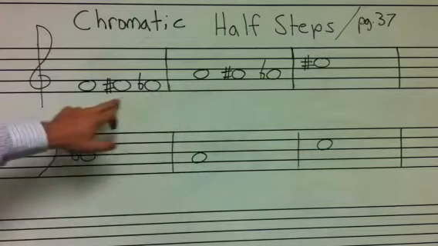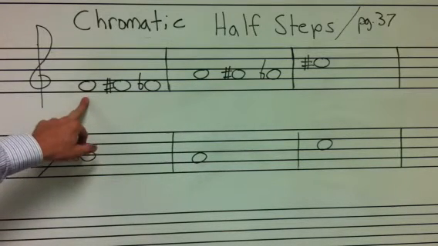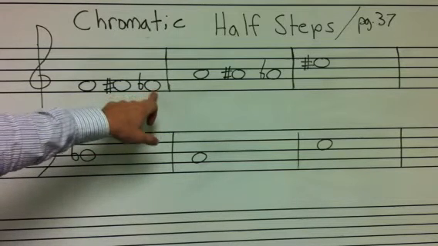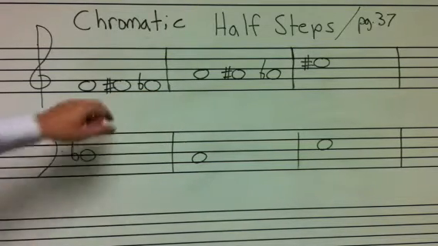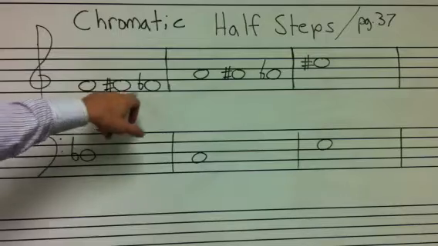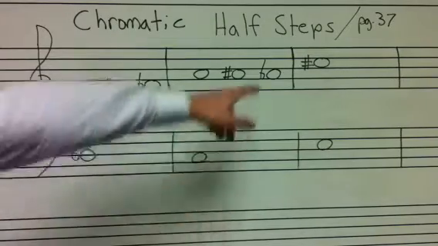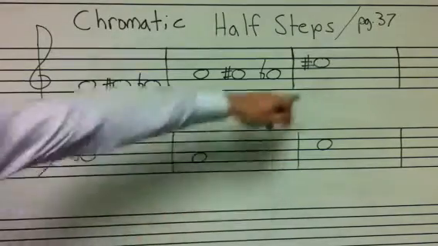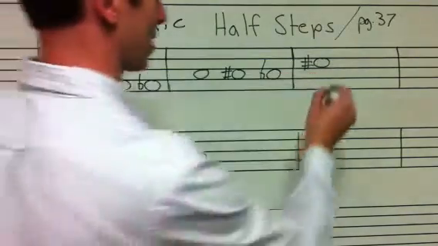See the pattern here? When you start with a natural note, all you have to do is sharp the next note and flat the following note. That gives you a half step above and below. Now, when I start with a sharp, it's the same thing. You still write two more C's. In this case, this is a C sharp.